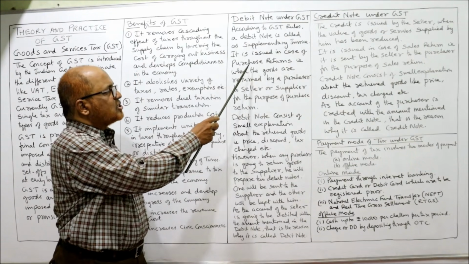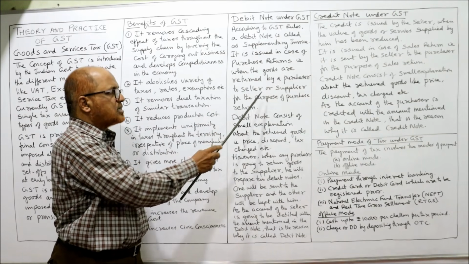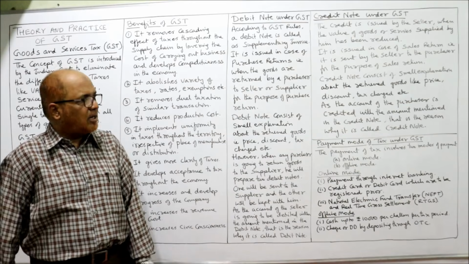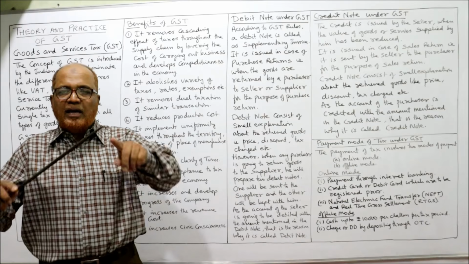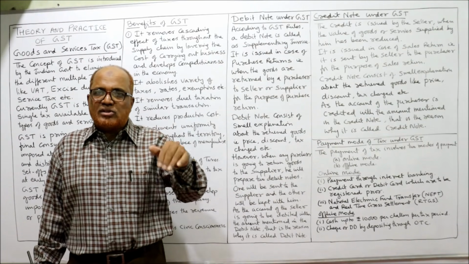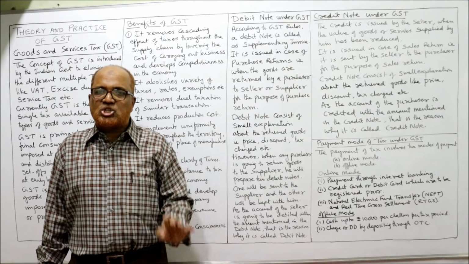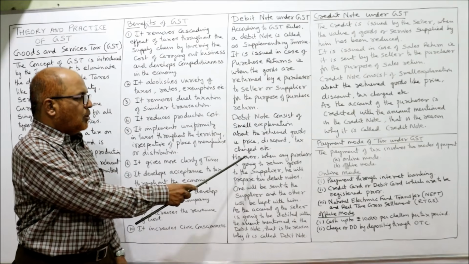So it is issued in case of purchase return, that is when the goods are returned by a purchaser to the seller or supplier for the purpose of purchase return. Now debit note consists of a small explanation. In this debit note, what is the value of the goods returned? How much was the discount? How much was the tax charged? Some explanation will be written in this debit note.